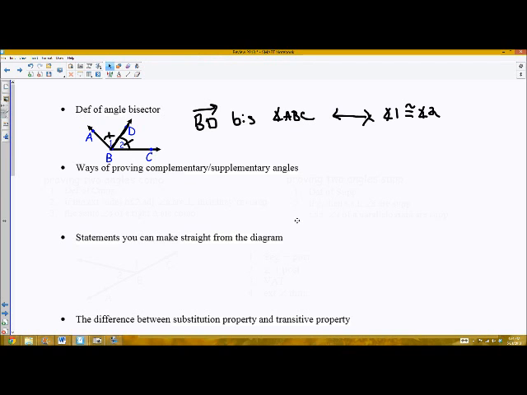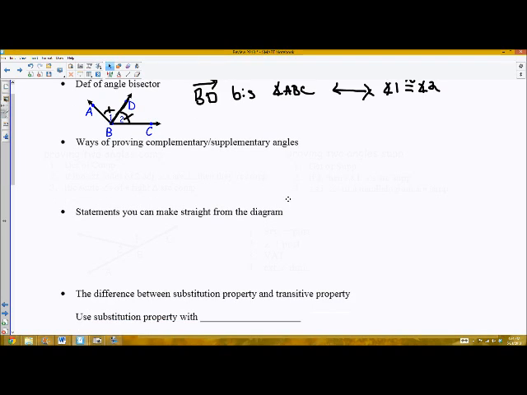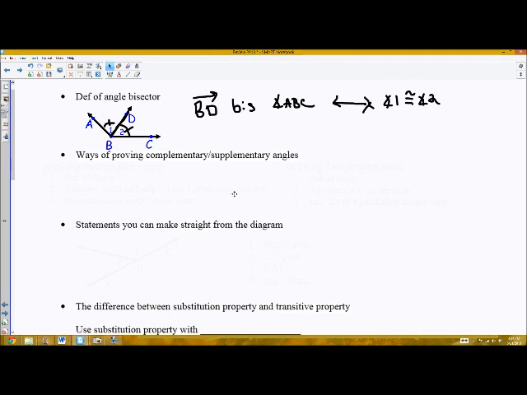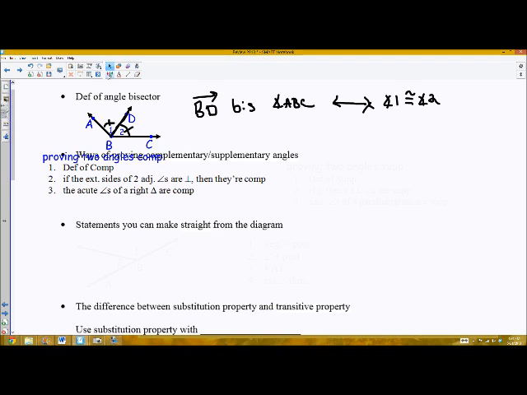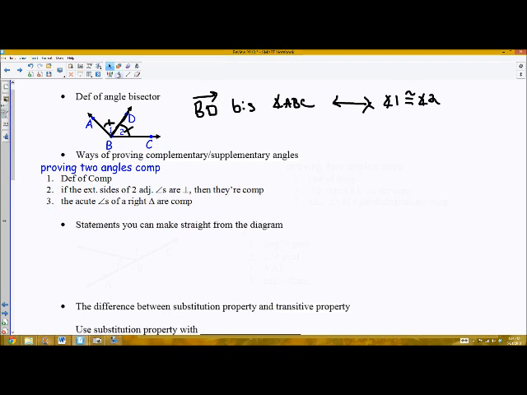Now we're going to run through several theorems kind of quickly, so if you need time to write them down, feel free to pause. But ways of proving angles are supplementary and complementary. There's three of each. To prove two angles are complementary to each other, it would look something like this. Angle 1 complements angle 2. One is from the definition of complementary, which is basically given that their sum adds up to 90, I would be able to conclude this. Also vice versa, since it's a definition, it's biconditional.